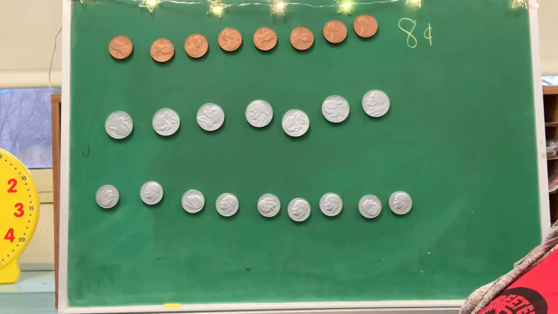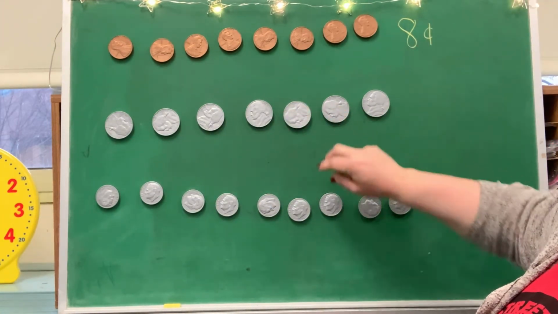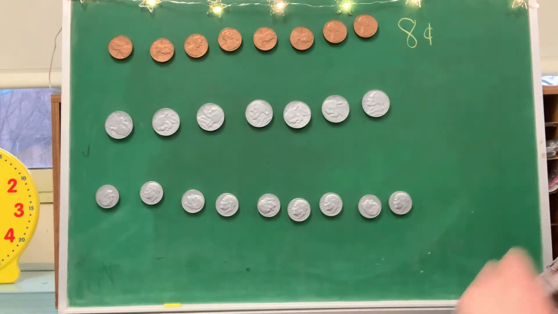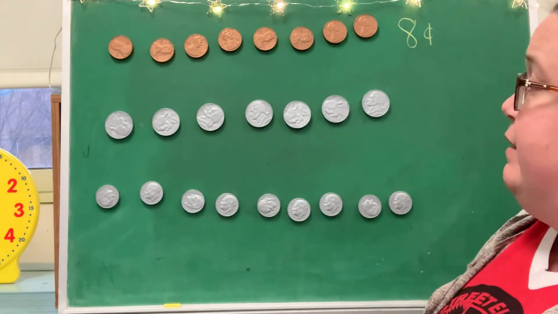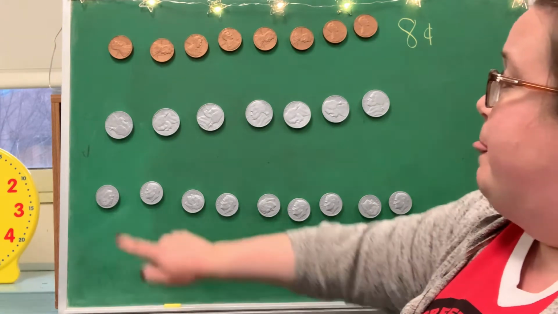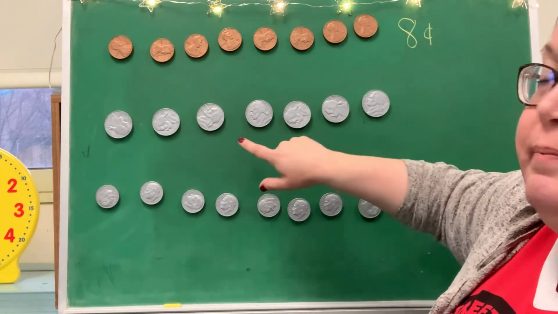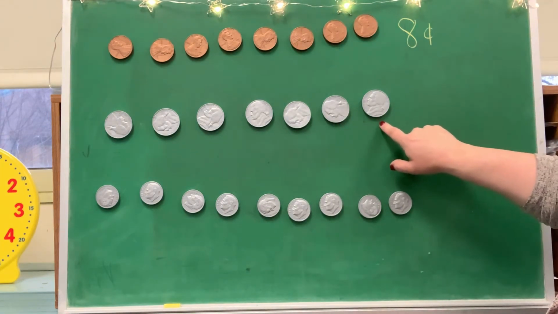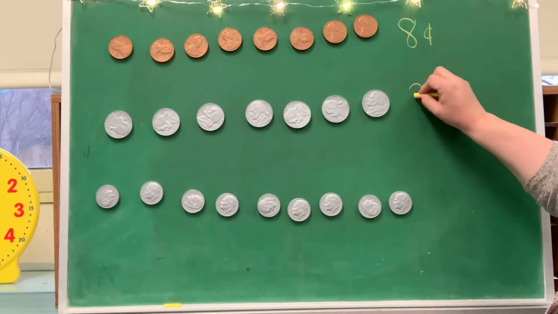Okay, now for this row of coins, these are all nickels. How much are nickels worth? 1 nickel is worth 5 cents, right? So each time I count a nickel, I'm not counting by ones, I'm counting by 5s, right? Okay, because each one is worth 5. 5 cents, 10, 15, 20, 25, 30, 35. Okay, so there's 35 cents.